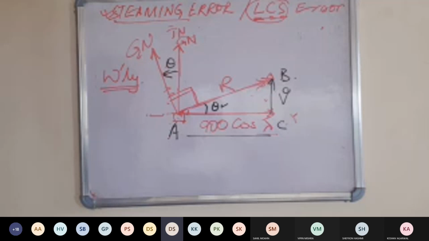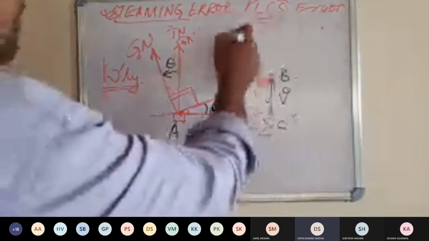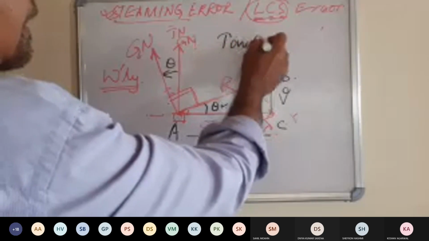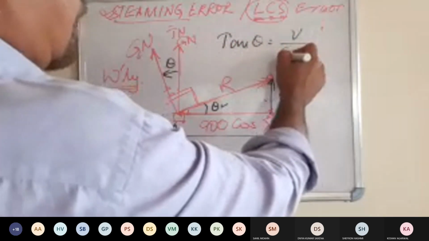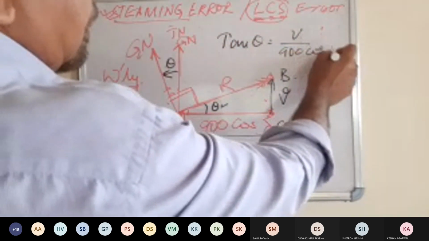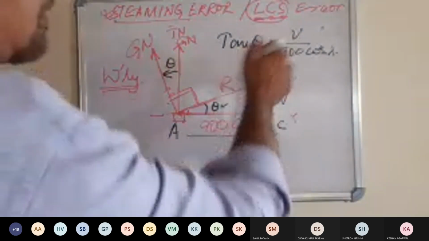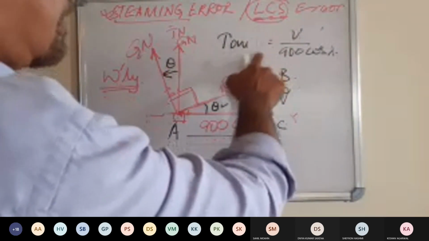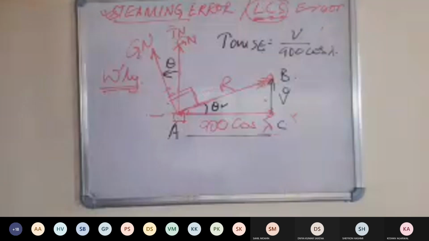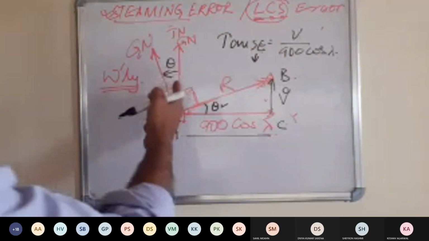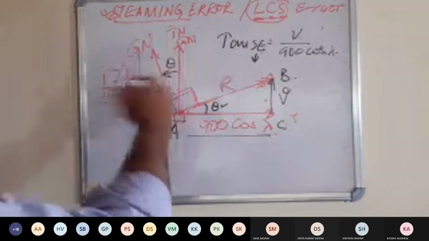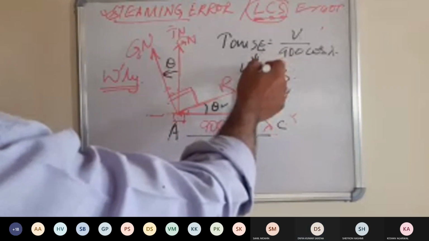So tan theta is equal to V upon 900 cos lambda. Very good. Tan theta is equal to V by 900 cos latitude. So that's the answer. This theta is the streaming error. Tan SE is equal to V by 900 cos lambda. And this SE will be what? What will be the error? It will be westerly, correct?